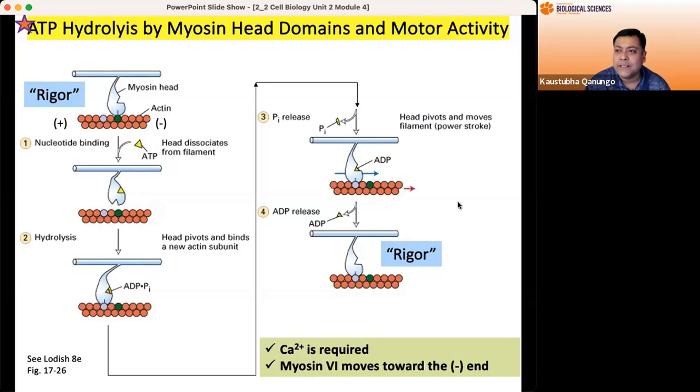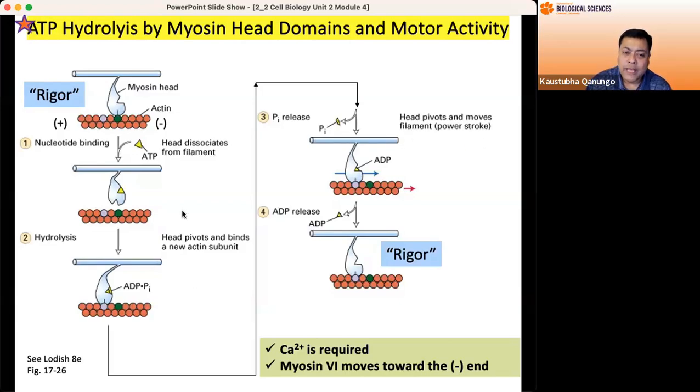So when ATP comes in, ATP binds to that pocket, and that is the trigger. So the head dissociates from the actin, and then the ATP is hydrolyzed to ADP and Pi, and both of them are still bound. In this state, the head pivots and binds to a new actin subunit. And then the Pi is released, the phosphate is released. At that time, the pivot or the power stroke happens. So this is the one that is important.